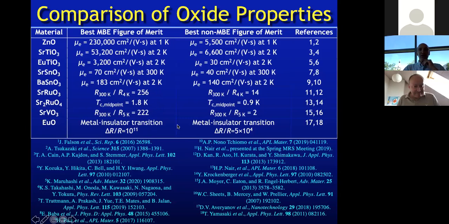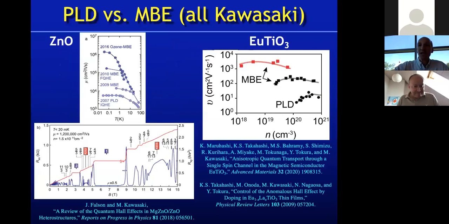Now, I thought that I would show one example of the actual data. And this is data where both the records set by MBE and non-MBE are from the same group. They're from Kawasaki sensei. So whose data, better to show? And Kawasaki always has a nice dramatic way of making this clear in his publications.